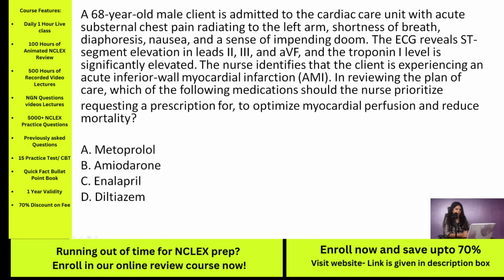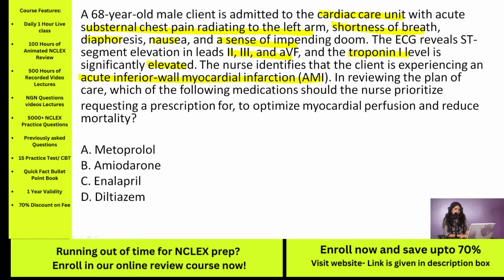A 68-year-old male client is admitted to the cardiac care unit with acute substernal chest pain radiating to the left arm, shortness of breath, diaphoresis, nausea, and a sense of impending doom. The electrocardiogram reveals ST segment elevation in leads 2, 3, and aVF, and the troponin I level is significantly elevated. The nurse identifies that the client is experiencing an acute inferior wall myocardial infarction.